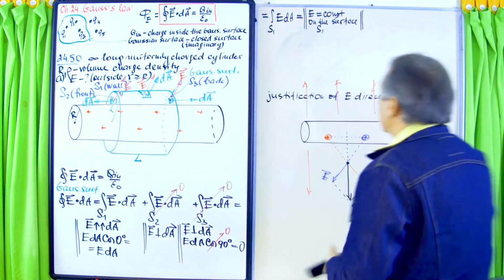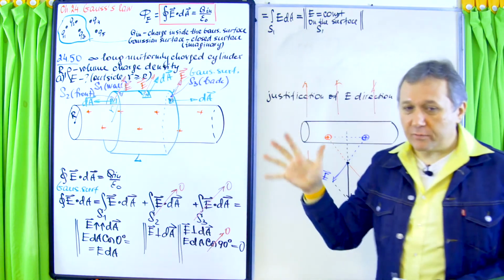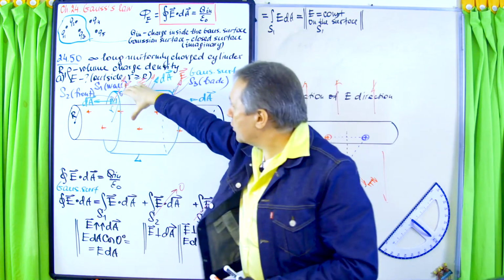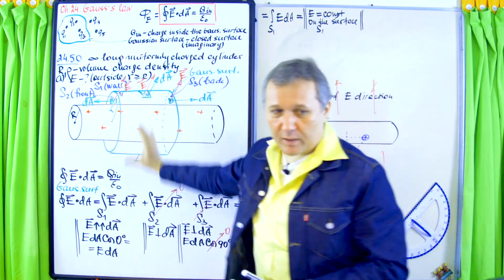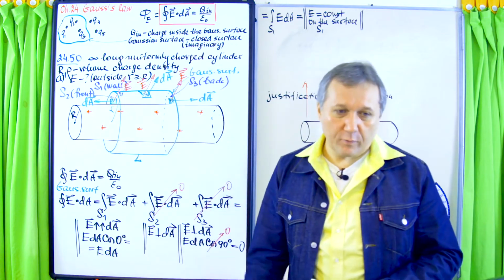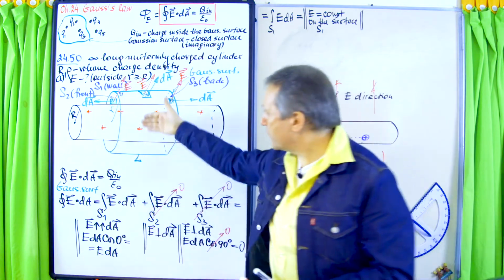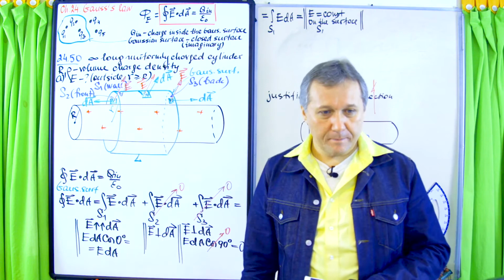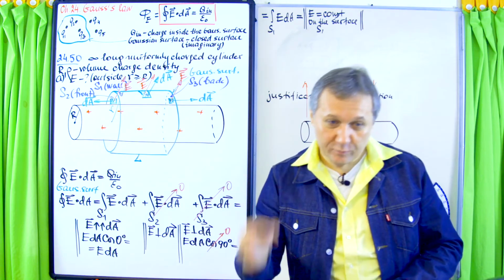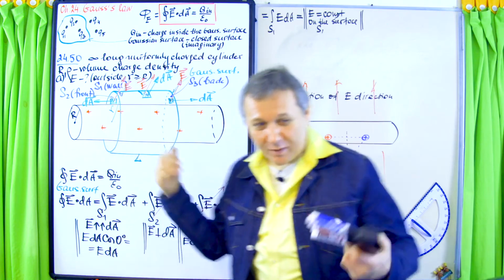Of course, it's not uniform. Sometimes students write that the electric field is uniform. No, no, no, no. It's only constant since we're integrating over the surface S1, over this cylindrical surface. If you move closer, of course, the electric field becomes stronger. If you move farther away from the cylinder, of course, the electric field becomes weaker. But since we picked the best possible surface, we can use this symmetry.